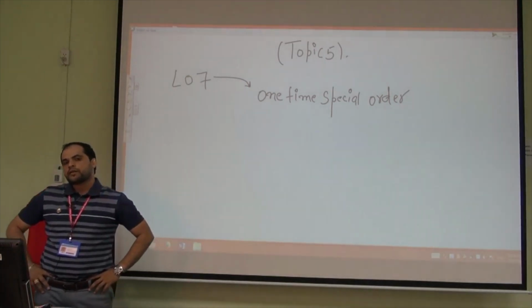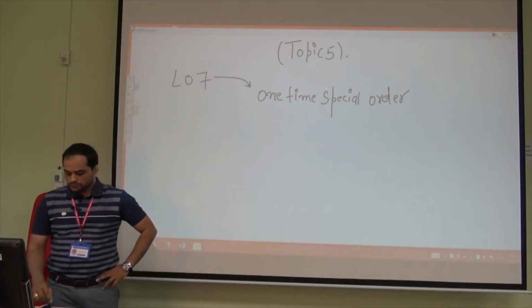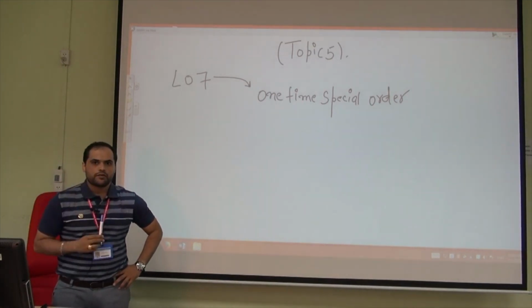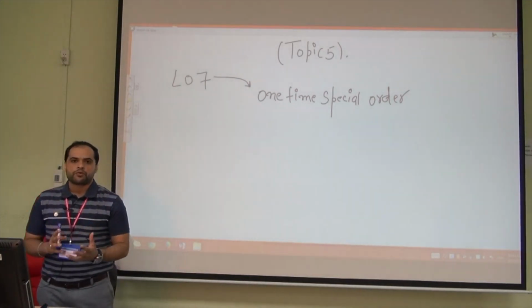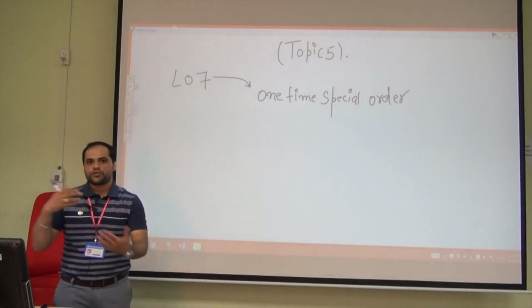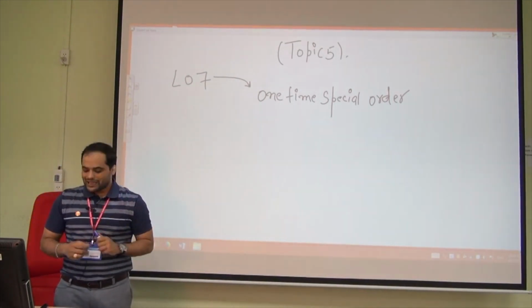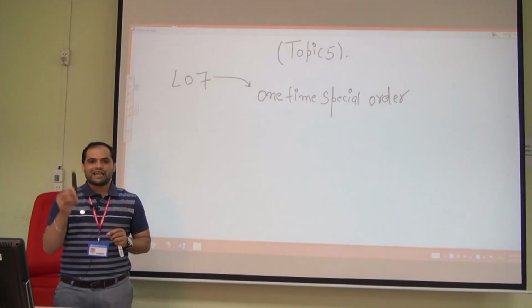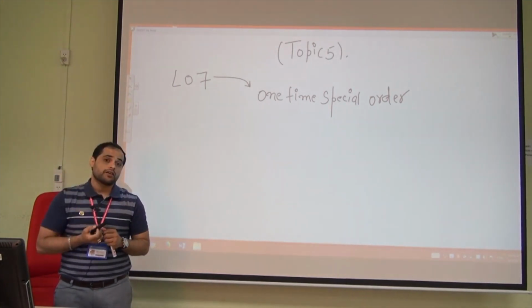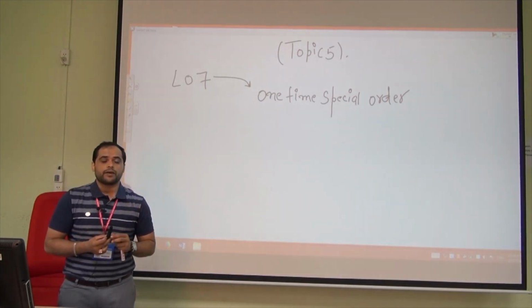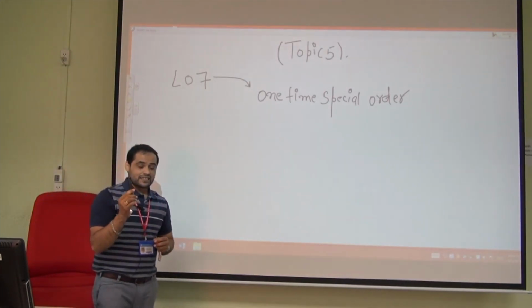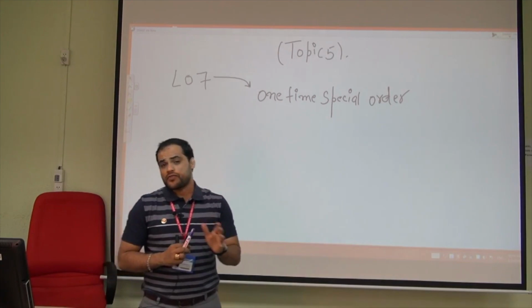One-time special order means, for example, your company produces a marker, right? That is your main or regular product that you sell to your regular customers. So one day, one customer comes to you and says, can you make a pen instead of a marker for me? Then I have to think about whether I should produce this special request of that customer or not.